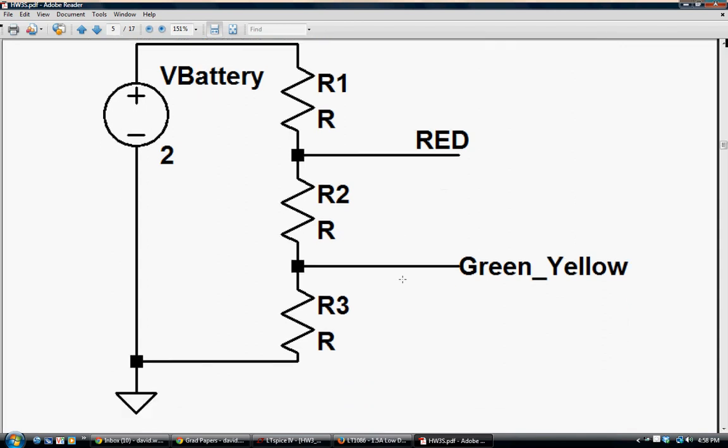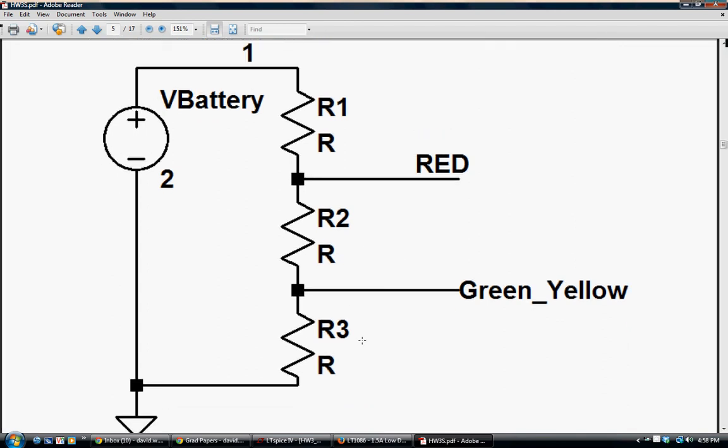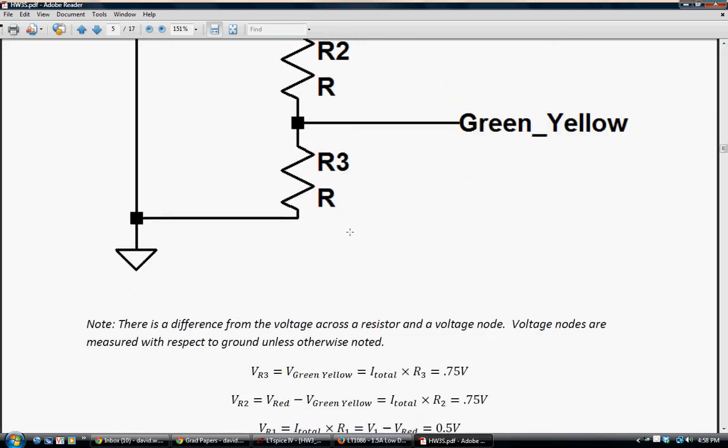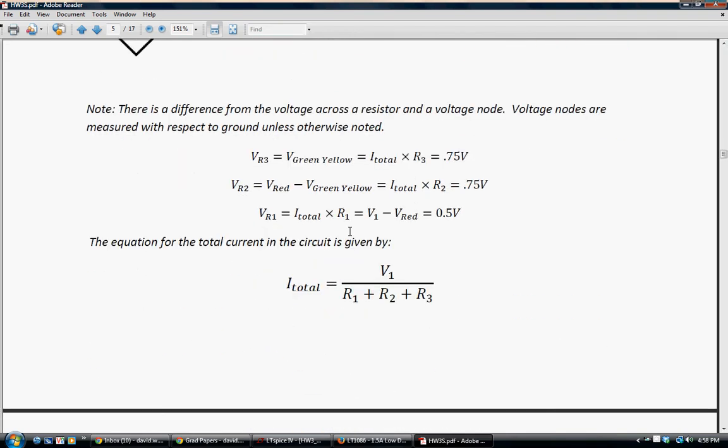And so what you'll notice is that R2 and R3 have the same voltage drop of 0.75, and R1 has a voltage drop of 0.5. Which you can see by these equations here. Again, read that at your leisure.